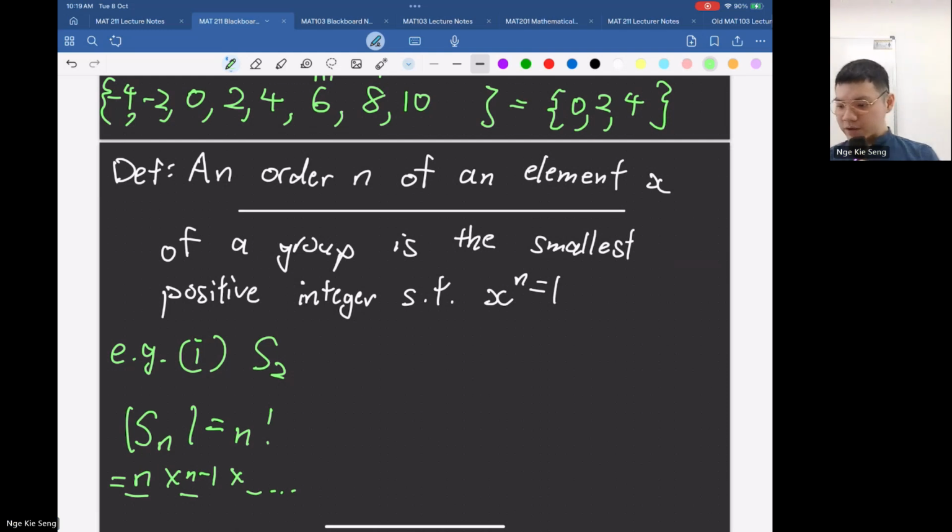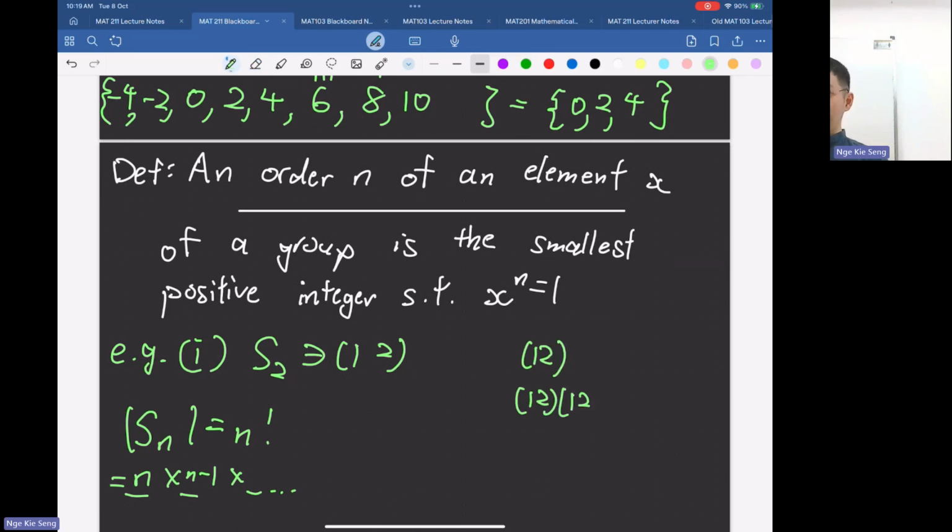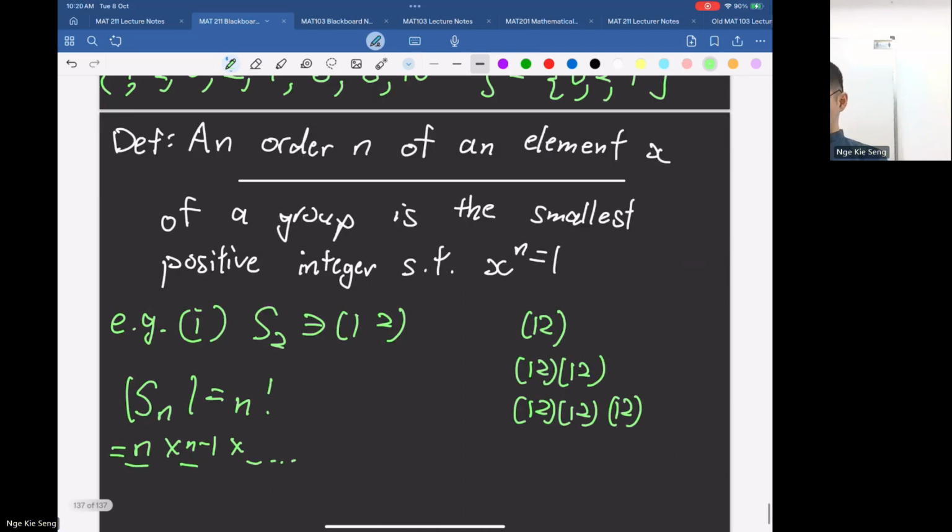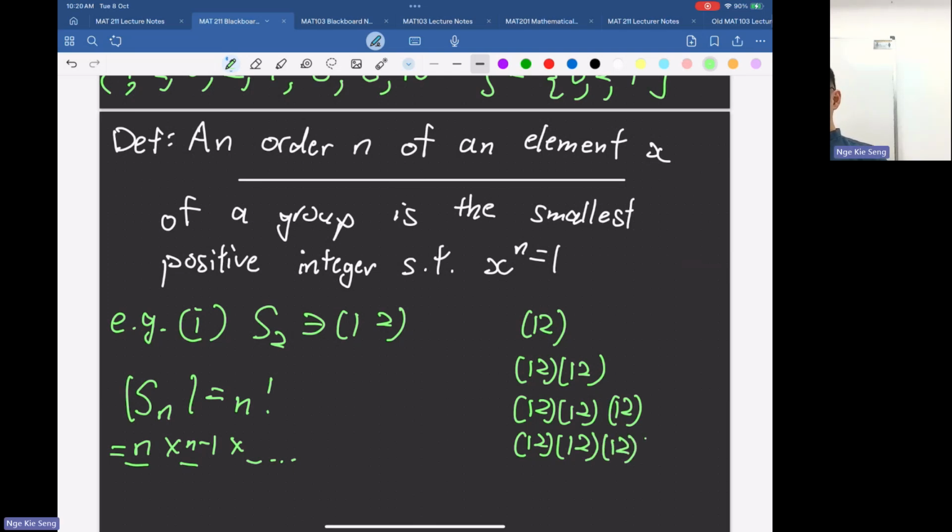Okay, so here we have 2 factorial. The non-trivial element is swapping 1 and 2. So you need to look for when this element returns to identity. How many times do you need to compose it with itself to return to identity? You have (1 2), and then (1 2)(1 2), and then (1 2)(1 2)(1 2). You can keep doing this, and you can see that it periodically returns to identity.